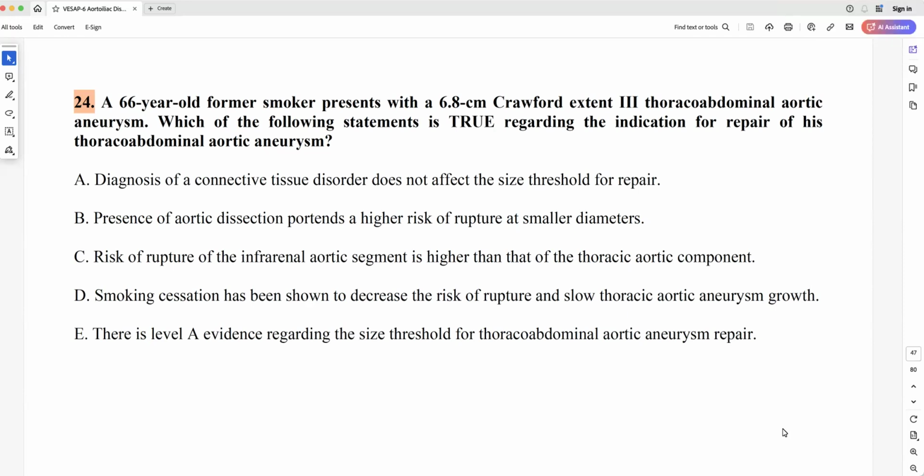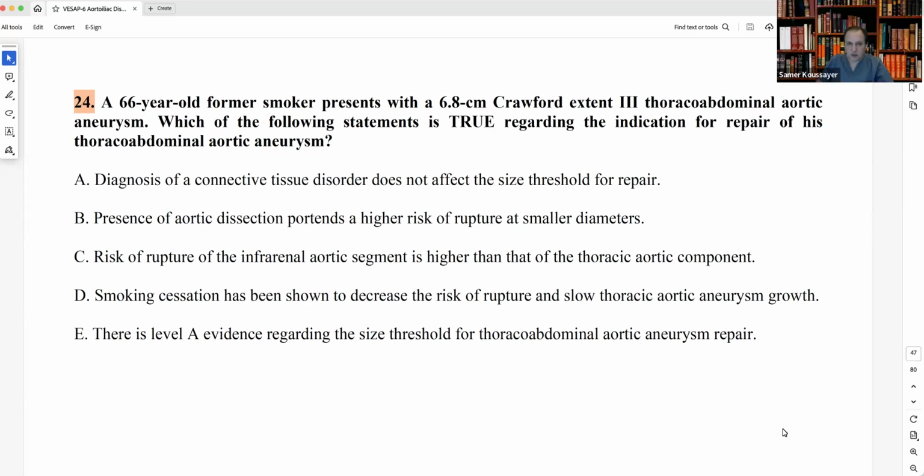Okay, a 66-year-old former smoker presents with a 6.8 Crawford extent 3 thoracoabdominal aortic aneurysm. Which of the following is true regarding the indication of repair in his thoracoabdominal aortic aneurysm?